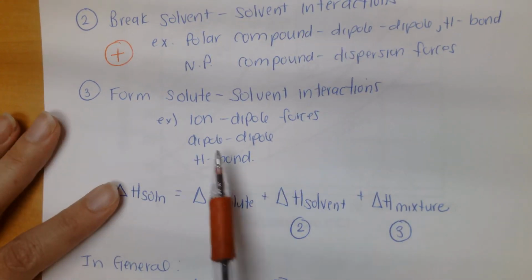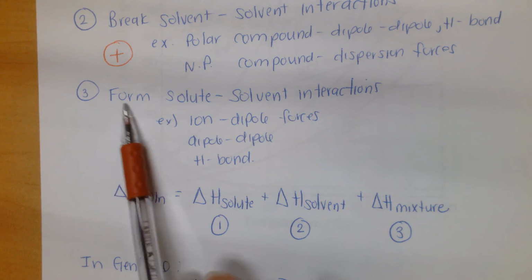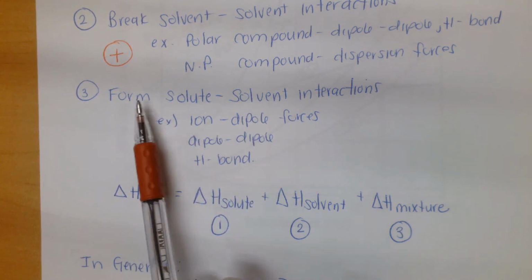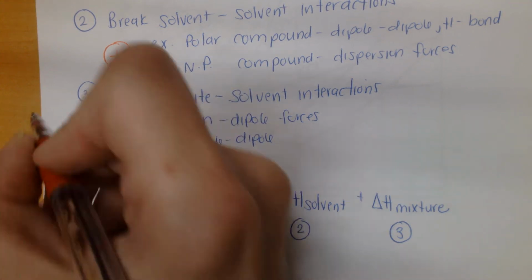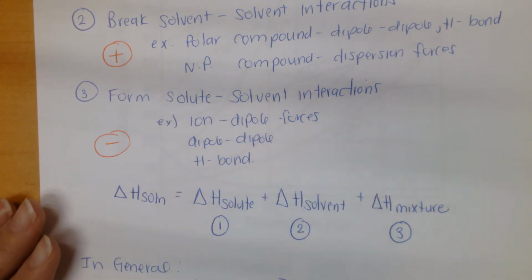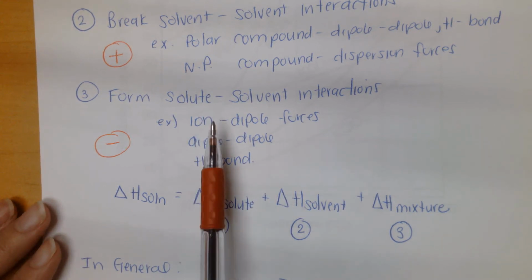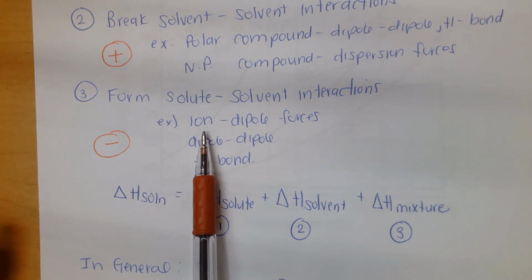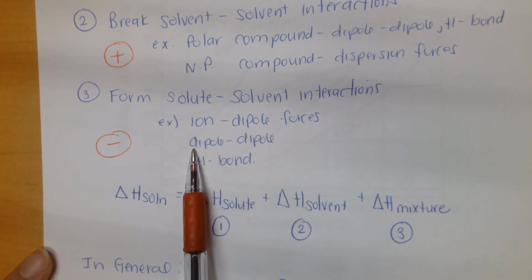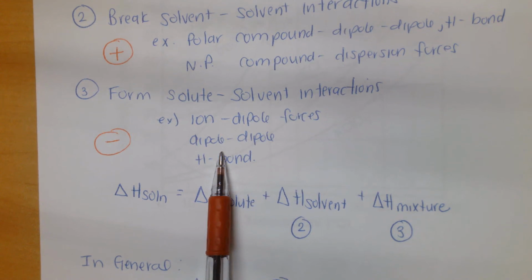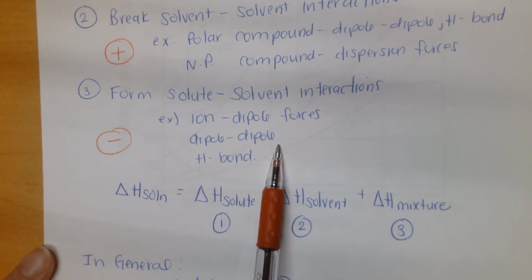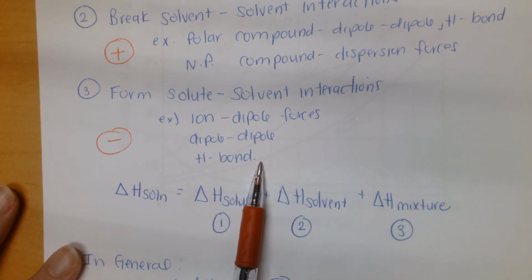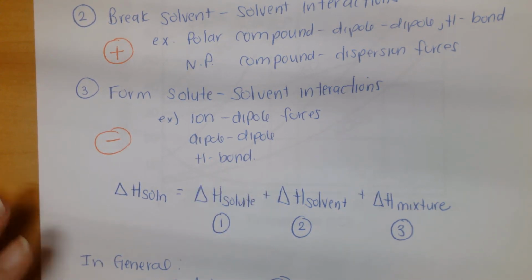Okay, so finally, once we make our solution, we are forming new interactions between the solute and the solvent. Okay, so kind of forming bonds. So this is exothermic. Okay, so if it's an ionic compound into water, we're forming ion-dipole forces. If you're dissolving something like alcohol into water, both of which are polar, you can get dipole-dipole, or something that would give you hydrogen bonding.